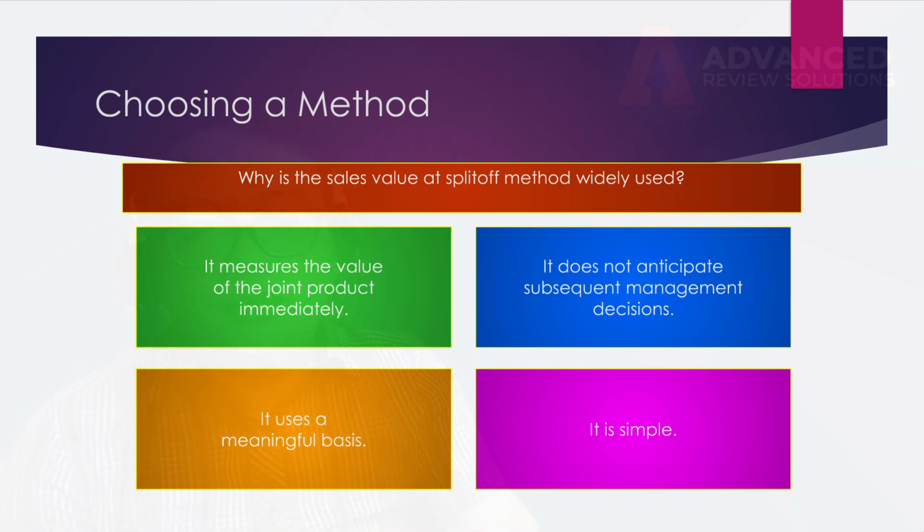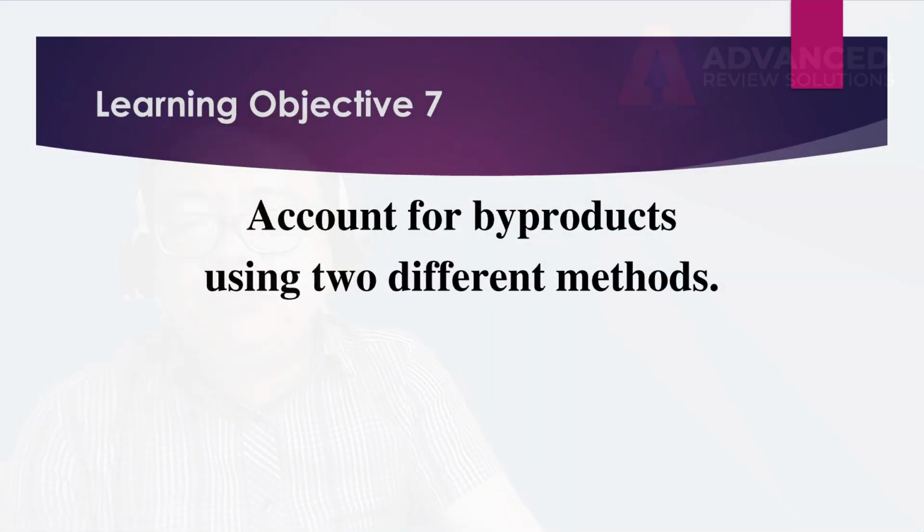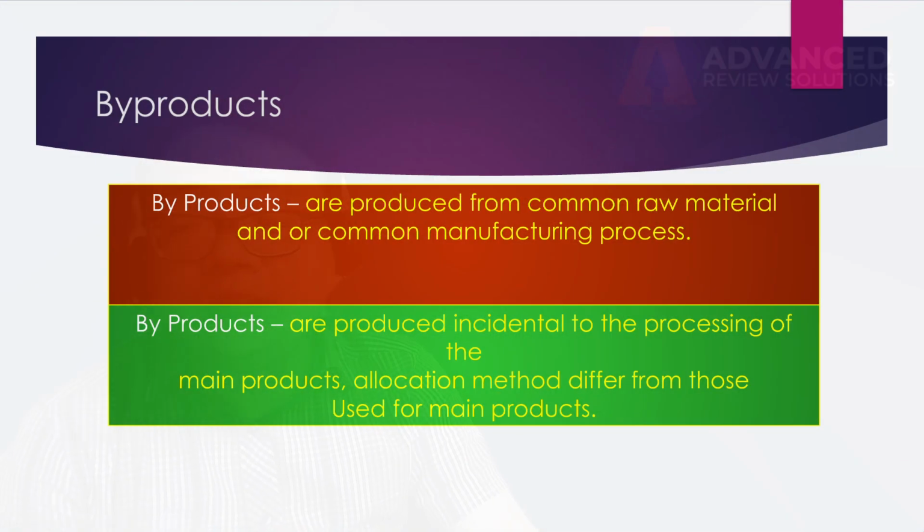Byproducts tayo, pero yan. Next naman is all about byproducts. Accounting by byproducts using two different methods. No? Pero I will not focus more on the byproducts because our topic is more on joint cost and joint byproduct. Now, byproducts, again, they are produced from the common raw materials and or common manufacturing process. No, in terms of byproducts, they are produced incidental to the processing of the main products, and there would be allocation method differ from those of the main products.